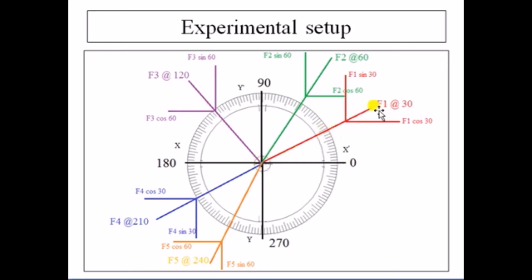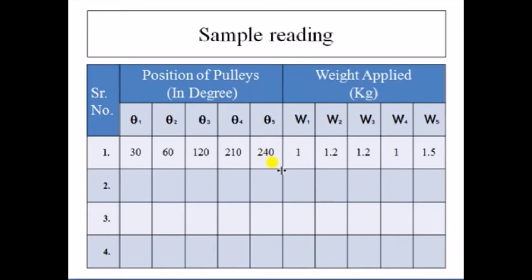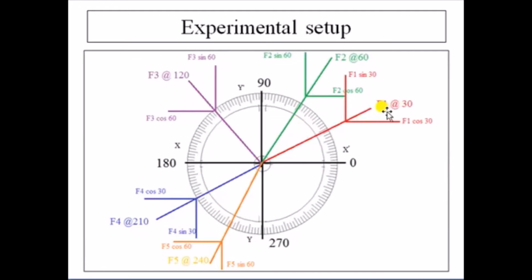This force F1 represents the weight acting at 30 degrees. The weight acting at 30 degrees was 1 kg, so when we convert it into force, it will turn into 9.81 Newton. So this F1 is 9.81 Newton acting at an angle of 30 degrees. We will resolve it into two components. The horizontal one will be F1 cos theta and the vertical one will be F1 sin theta.